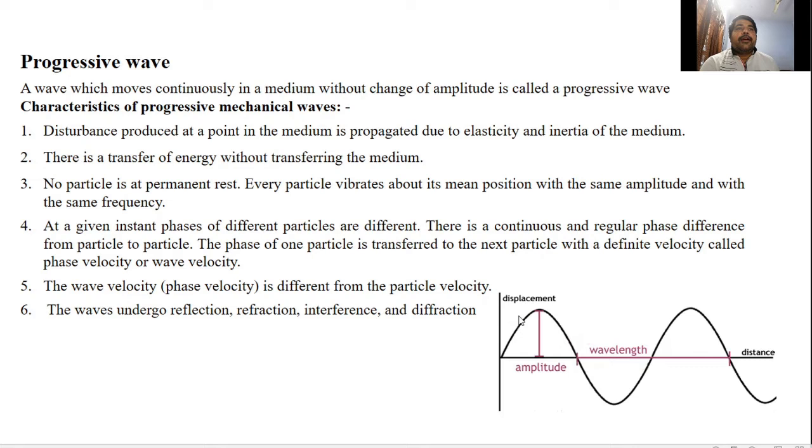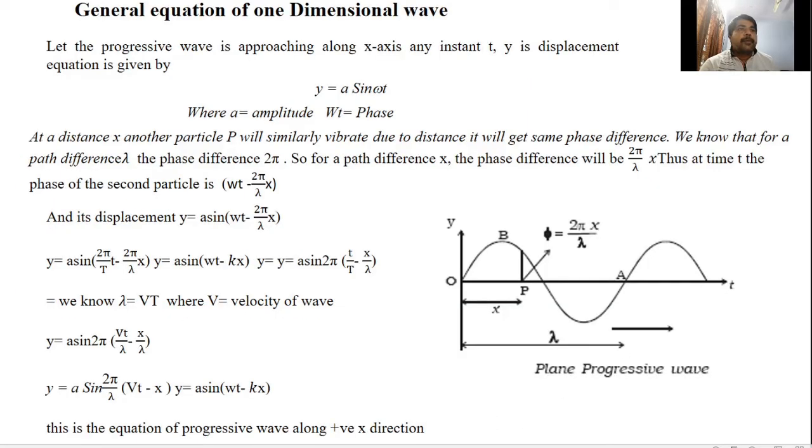Then the wave velocity is different from the particle velocity. Here wave velocity means the velocity with which the wave propagates, and particle velocity is the velocity of the particle about its mean position. So that's why the wave velocity is different from the particle velocity. The wave undergoes reflection, interference, and diffraction. Next we'll move on to the general equation of a one-dimensional wave.